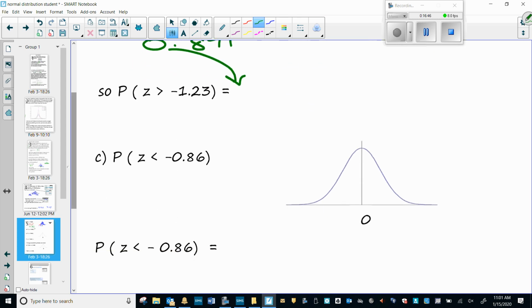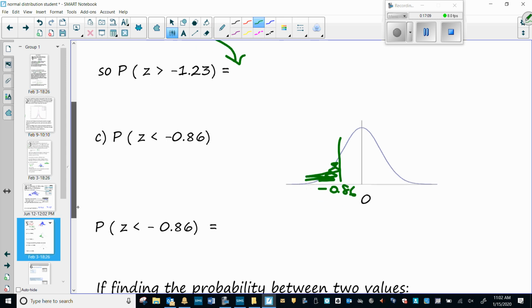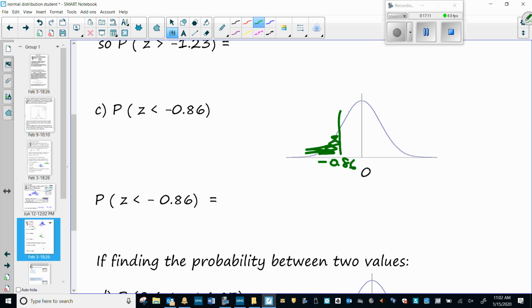Less than negative 0.86. So which side of the line is negative 0.86? It's on the left. As you can see, I often draw my lines in the same place. It doesn't matter to me where they are. Just have I got it on the correct side? And we're talking less than, so we're talking about this bit here. So we're not talking a big number. We know it's going to be less than a half, or less than 0.5.